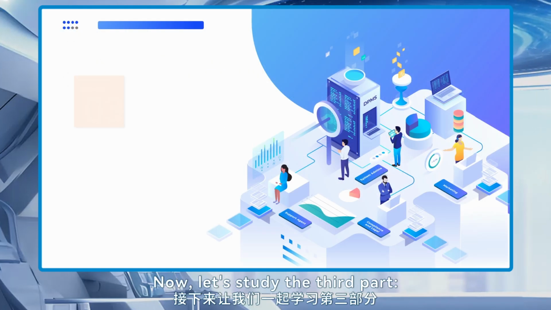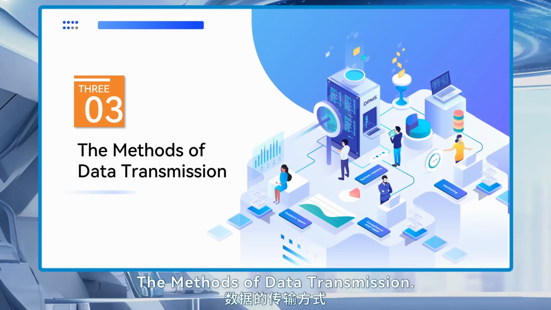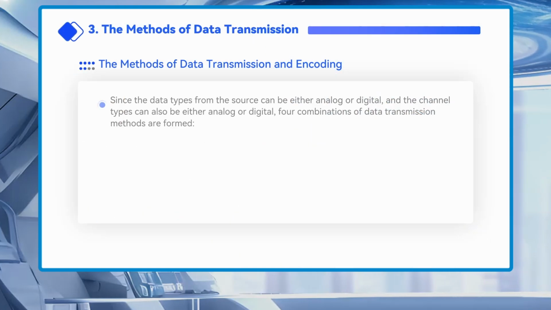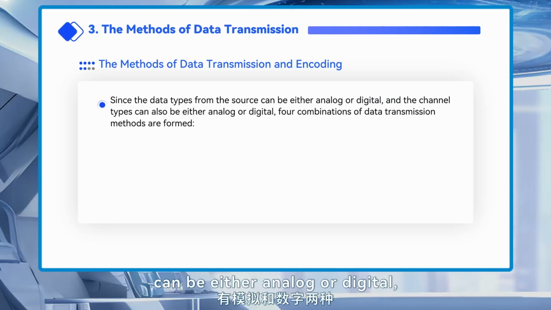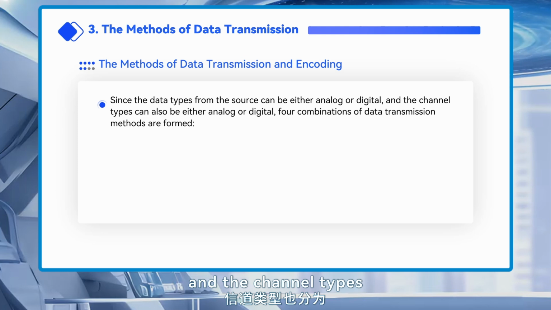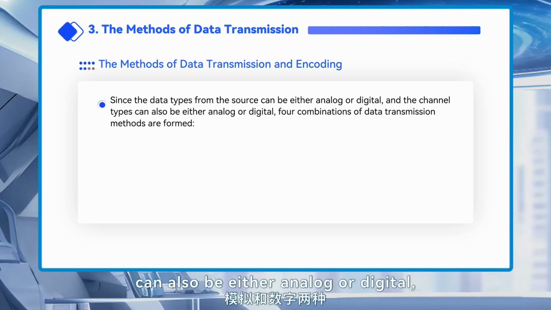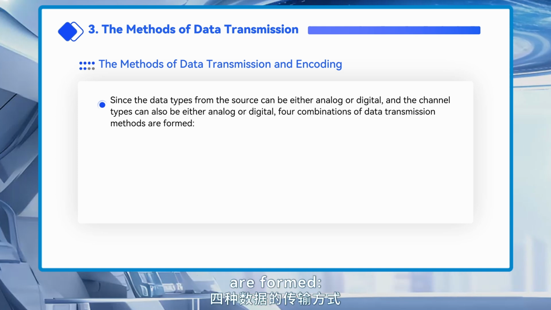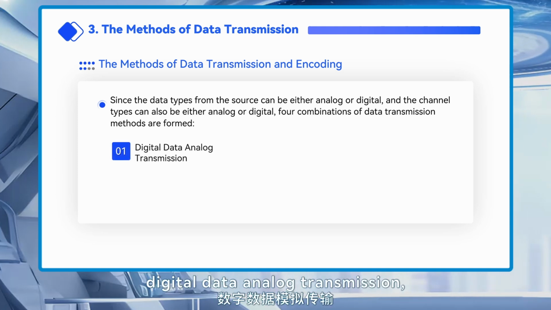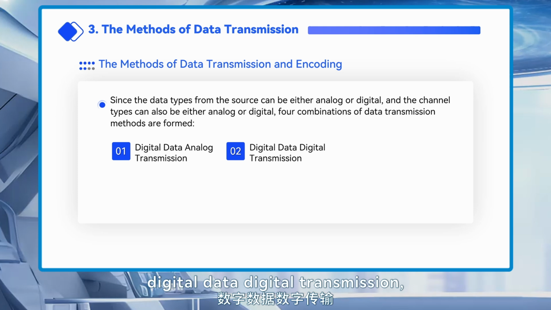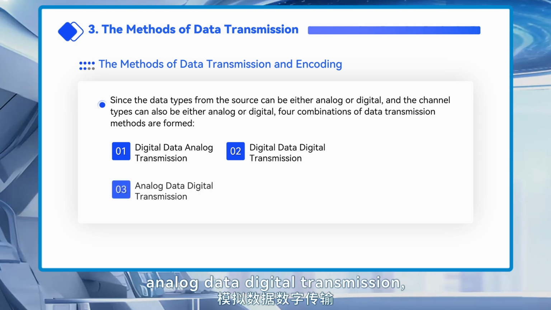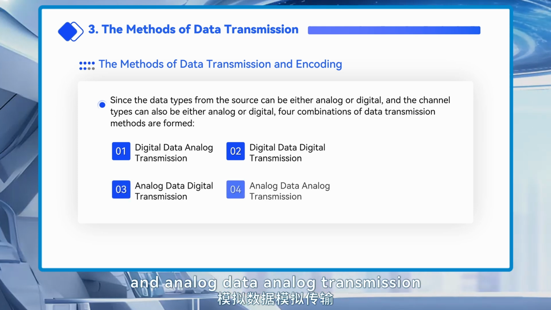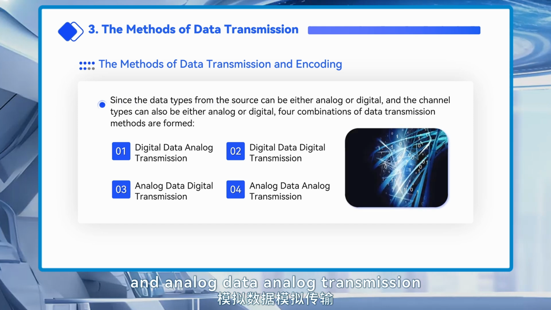Now, let's study the third part, the methods of data transmission. Since the data types from the source can be either analog or digital, and the channel types can also be either analog or digital, 4 combinations of data transmission methods are formed: digital data analog transmission, digital data digital transmission, analog data digital transmission, and analog data analog transmission.